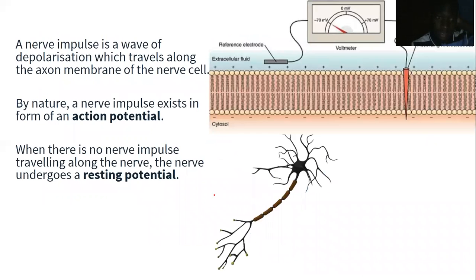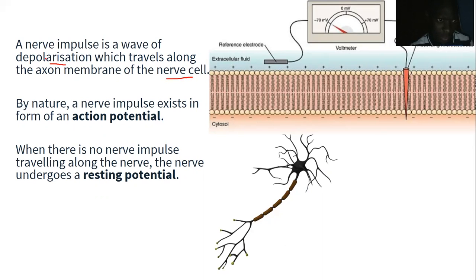Then another thing that I would like to end with is conduction of an impulse along the axon. Now, we have been talking about the nerve impulse. The impulse, what is it? The nerve impulse is a wave of depolarization which travels along the axon membrane of the nerve.